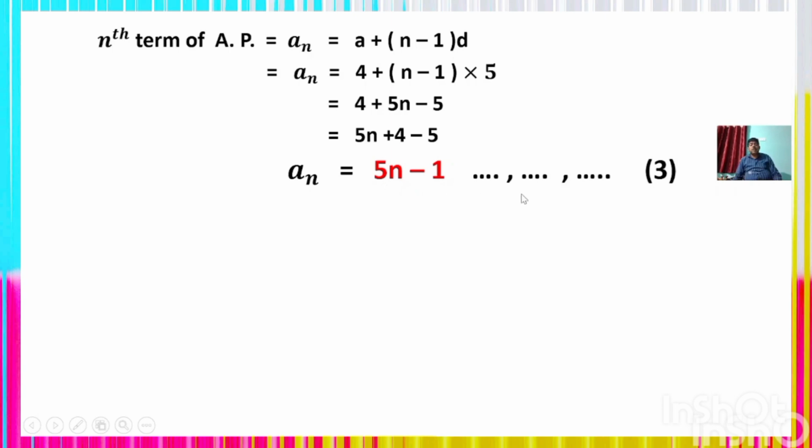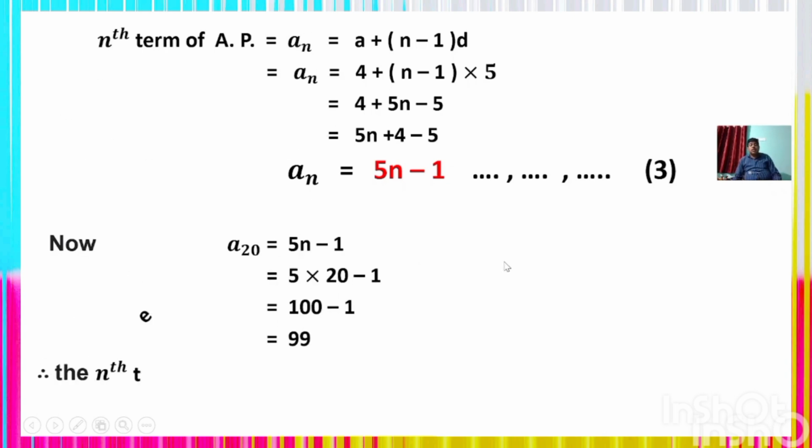Clearly 5n minus 1 is a linear polynomial, so it must be the general term. This is a linear polynomial, it means it is an arithmetic progression, because understand, any general term of an AP is always a linear polynomial. All of you know. So after finding the general term an is equal to 5n minus 1, we can find out the 20th term, which is 5n minus 1. So in place of n you can write 20. It will be 5 into 20 minus 1, 100 minus 1, which is 99.